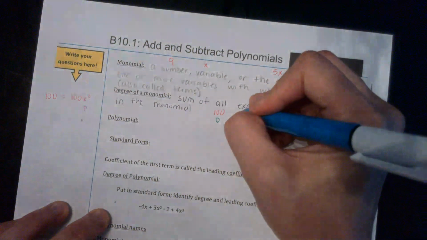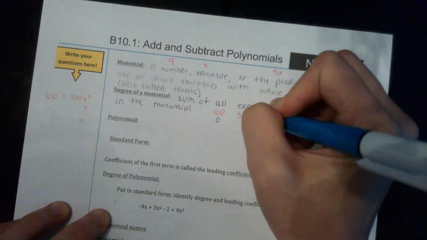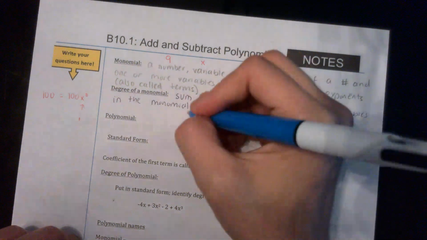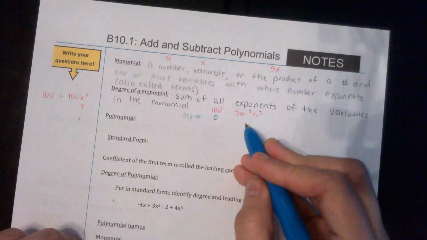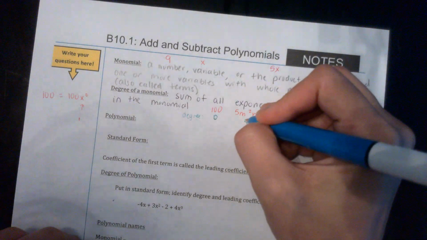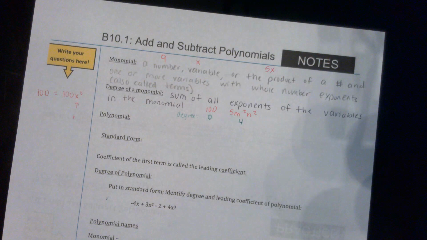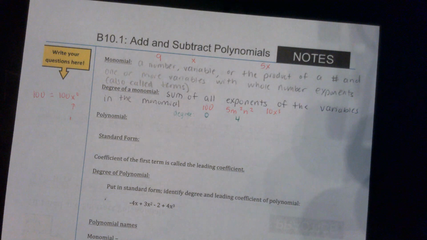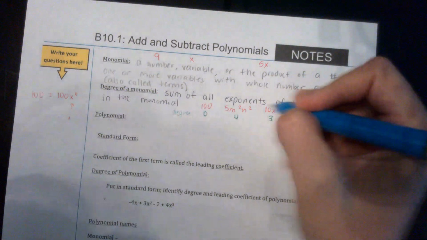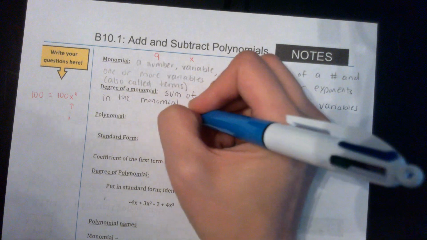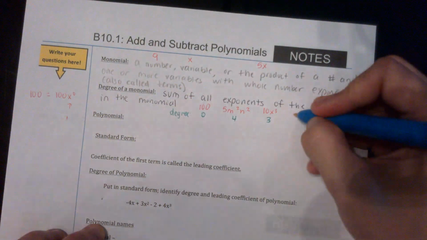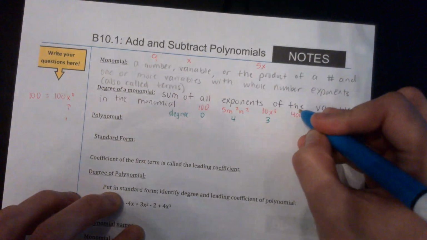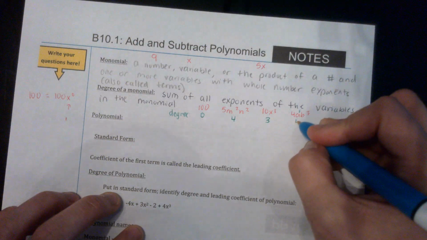If we have, for example, 5m squared n squared, the sum of all the exponents, so this degree would be 4. If we had 10x cubed, our degree would be 3. And then finally, if we have 4ab cubed, this would be a 1 right there, a to the 1. So this degree would be 1 plus 3 is 4.